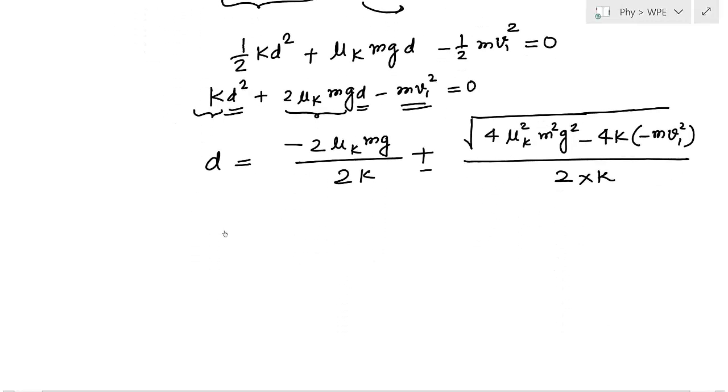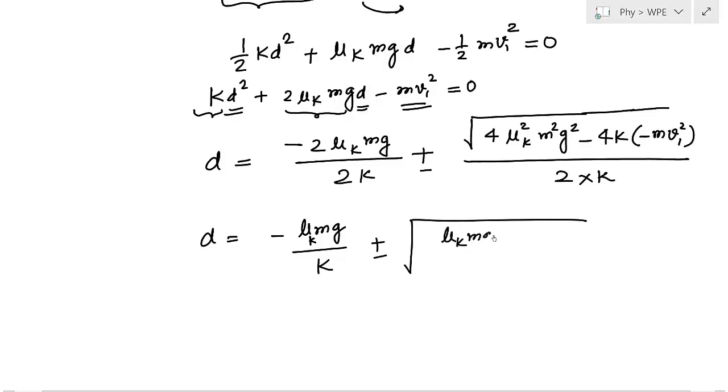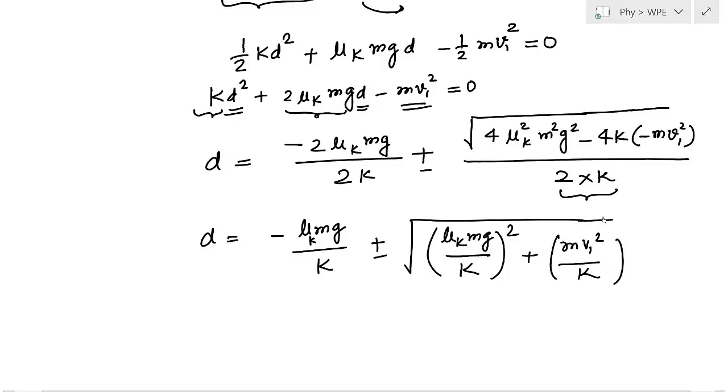So if I further simplify, I can write D is equal to minus mu mg, and in this case mu is mu k, divided by k, plus minus under root of mu k mg by k whole square. So basically I am taking this inside the root, plus m v1 square divided by k. So this is the final distance that will be traveled by the glider. So we can plug in the numerical values and calculate the value of D.